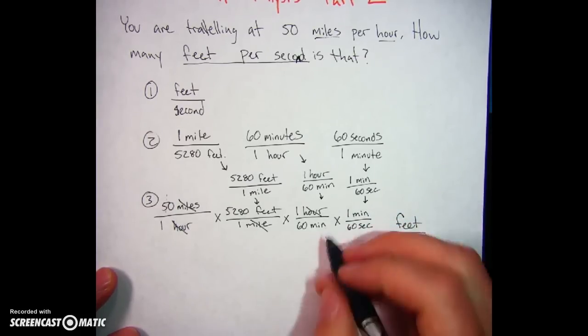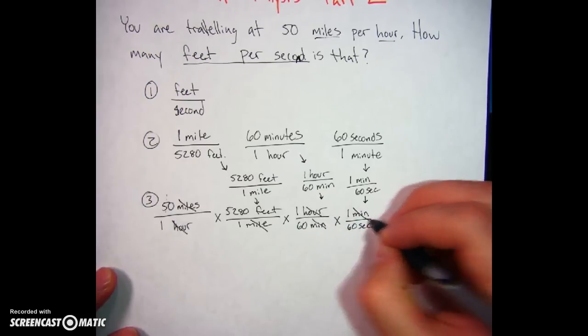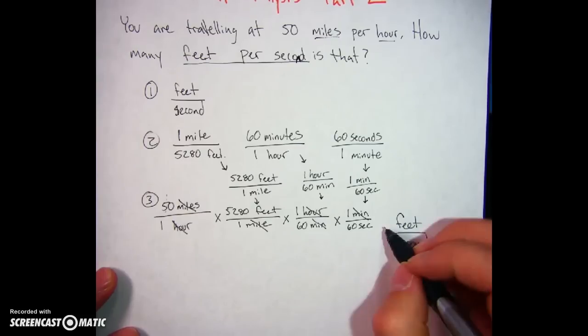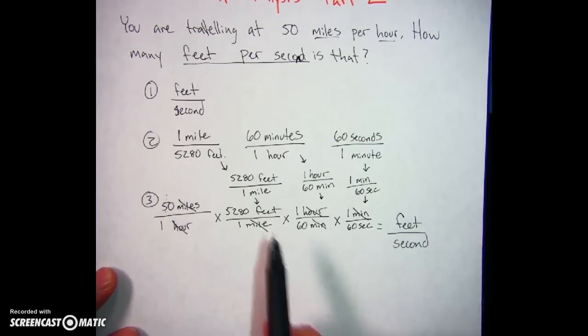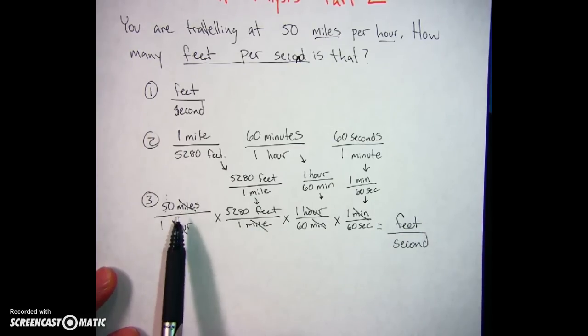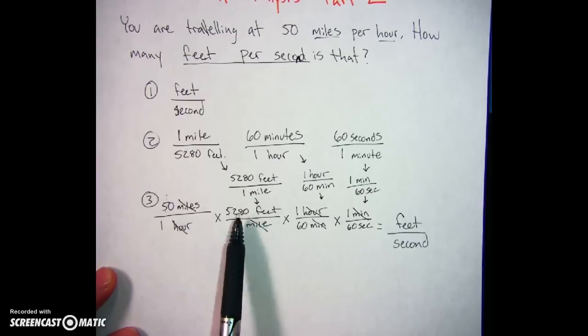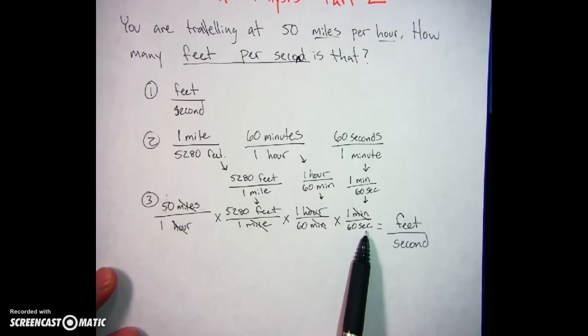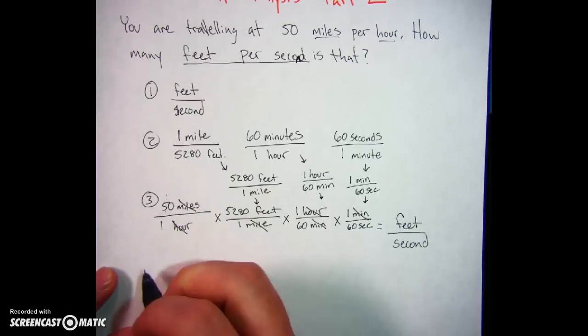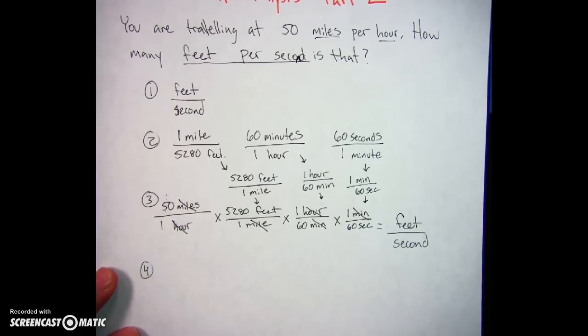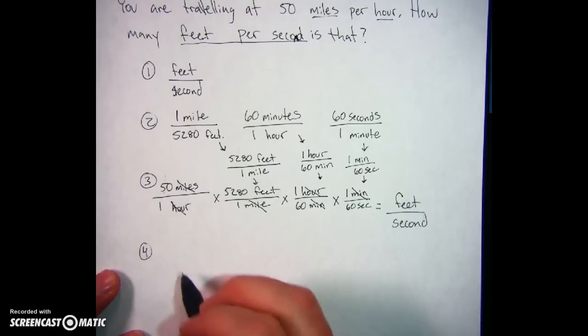Now, when I multiply, minutes go away, and we're left with seconds on the bottom, which is exactly the unit that we want. So we're left with, if I check back, the only two units I should find not crossed out are feet and seconds, and that's what we want in our answer. The last step, step number 4, is just to solve, so let's do that.